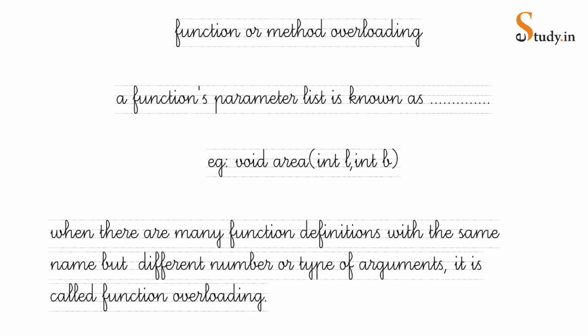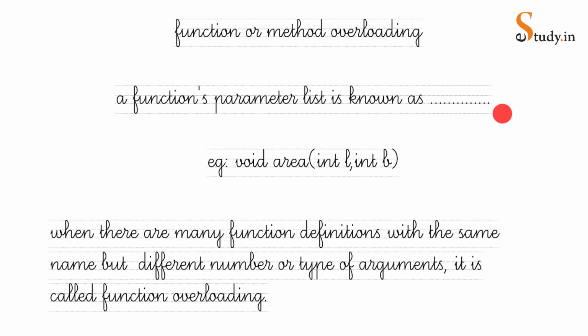Okay, so let's start. Firstly, we'll be revising a concept which we did in the previous video. Here's an exercise for you. A function's parameter list is known as dash. If you've watched the previous video, you would know the answer. A function's parameter list is known as its signature, the method signature.